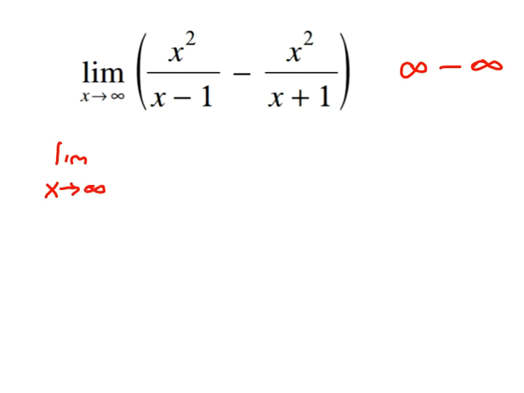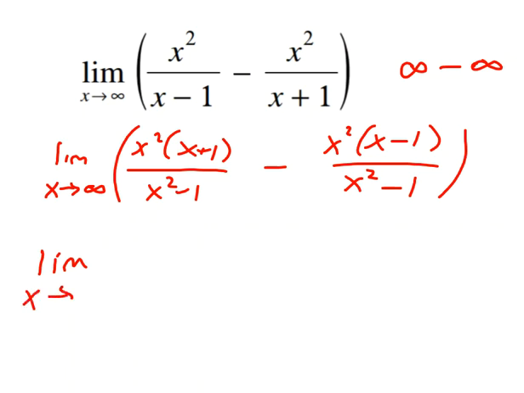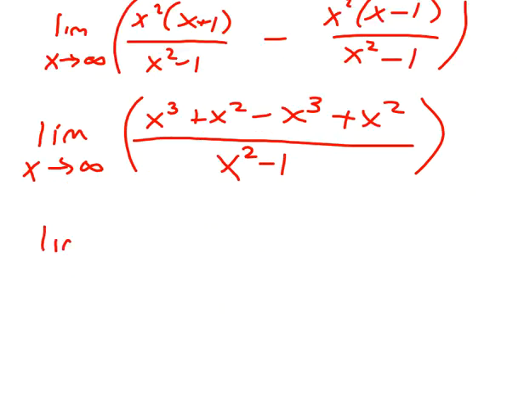So I have the limit as x approaches infinity of x squared times x plus 1 minus x squared times x minus 1, and I really should put it all in big parentheses, over x squared minus 1. That gives x cubed plus x squared minus x cubed plus x squared, over x squared minus 1. So I have the limit as x approaches infinity. My x cubes are going to cancel. I'm going to have 2x squared on the top, over x squared minus 1.